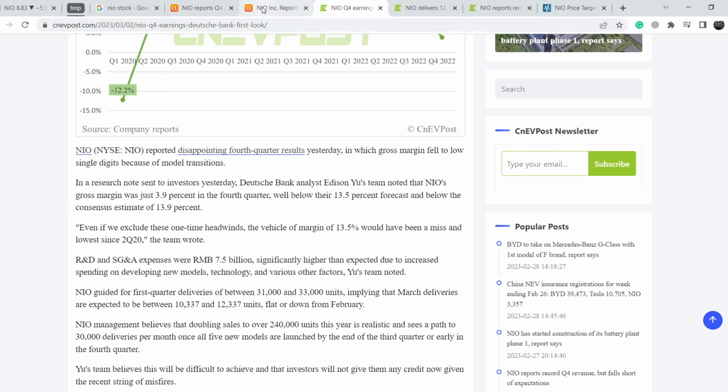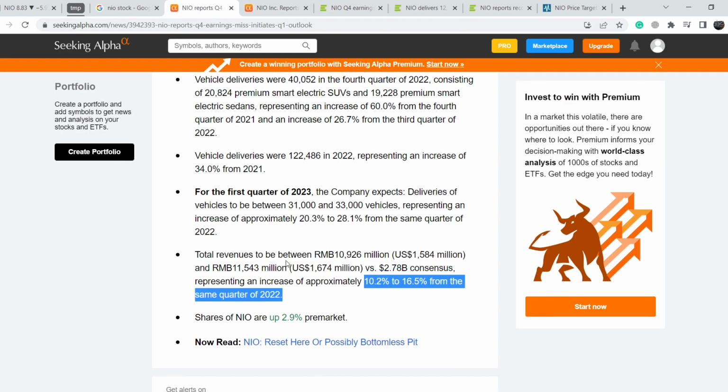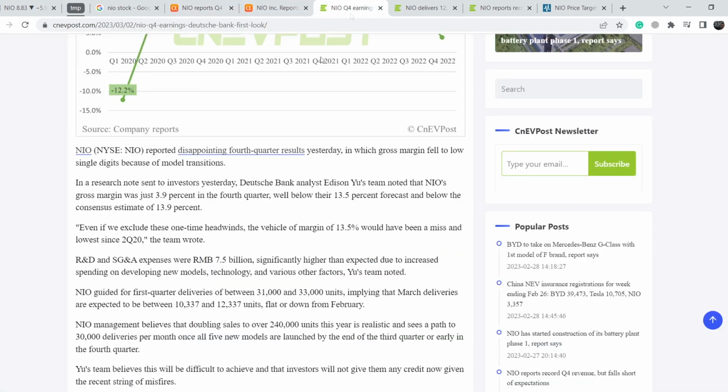On top of that, let me show you right here, this forecast of 31 to 32,000 vehicles implies only 10.3 to 12.3 thousand vehicles in March deliveries. That is flat or down from February. And definitely it is also not the best forecast for this quarter. And this means we must be very cautious, because these numbers are not promising.